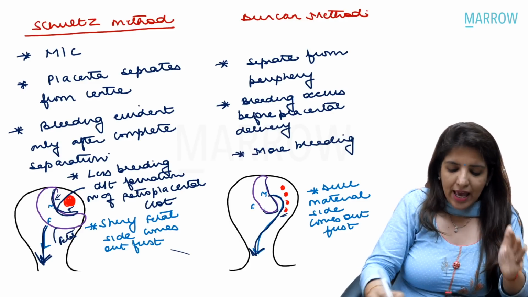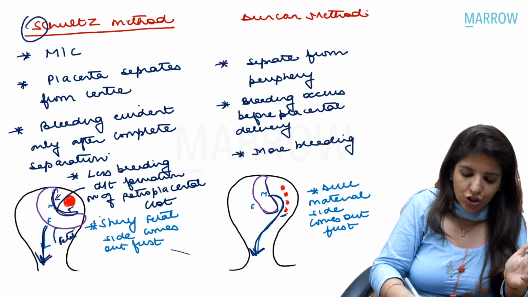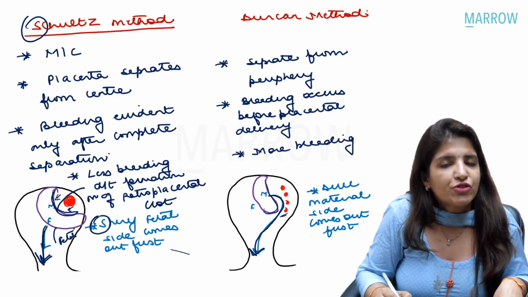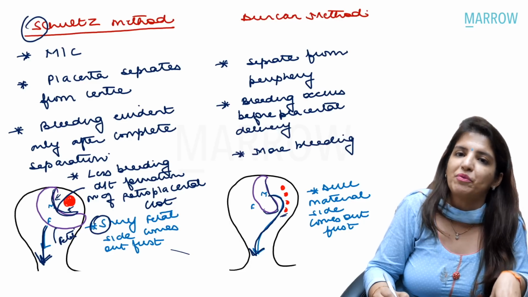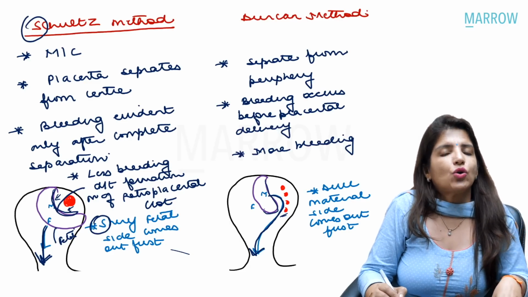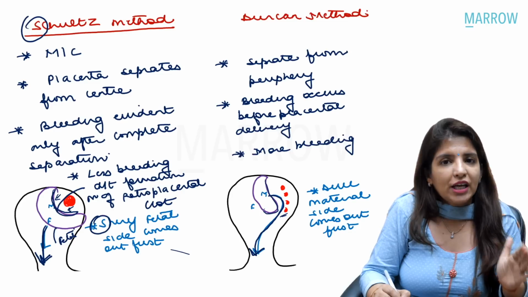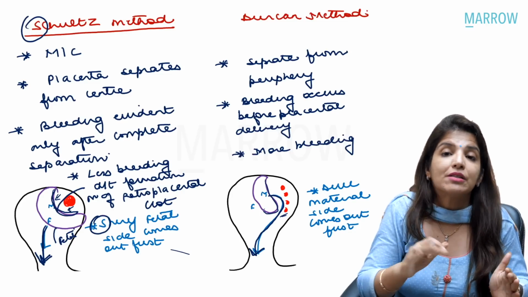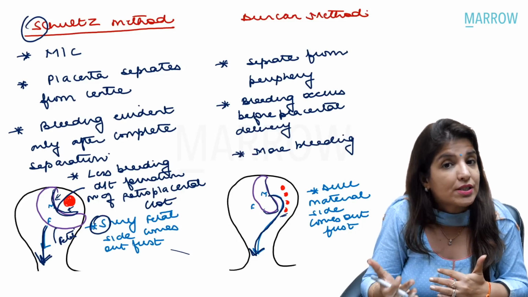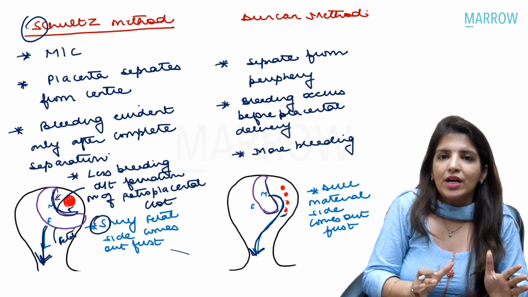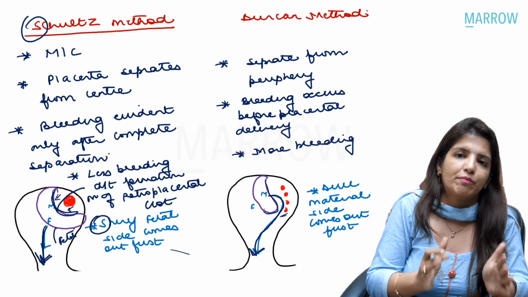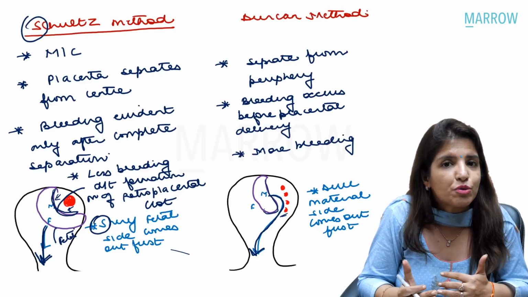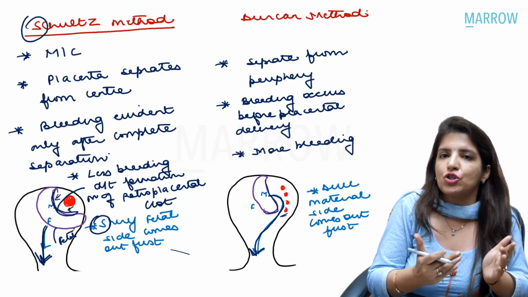Please remember S for Schultz and S for shiny. So in case of Schultz method, it is the shiny fetal side of the placenta which comes out first. In case of Duncan's method, D for Duncan, D for dull. So it's the maternal side of the placenta which is dull. So in case of Duncan's method, it is the dull maternal side of the placenta which comes out first. Which of the two is more common? It's the Schultz method which is more common.